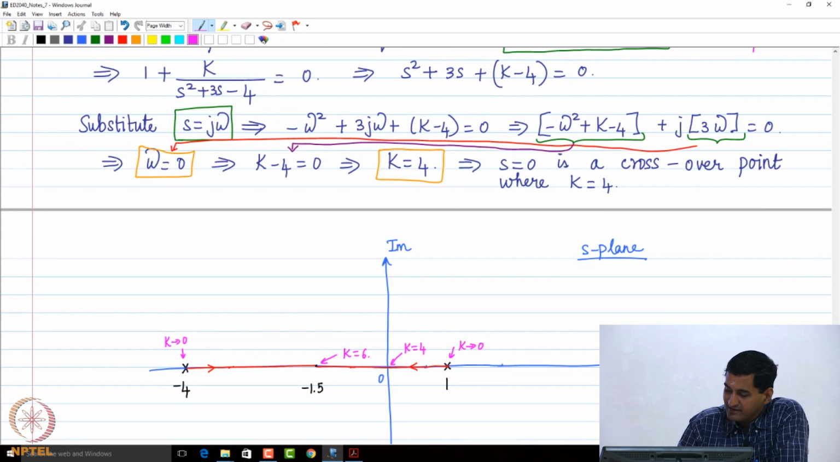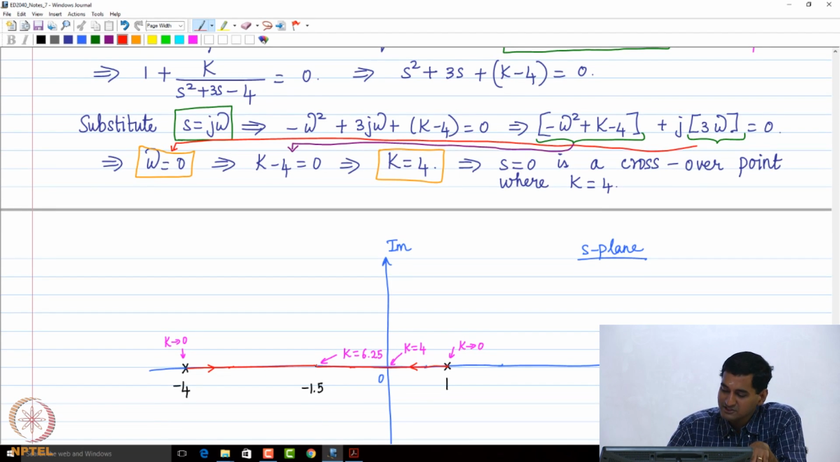Now, they are going to break away. Now, the question is how does this evolve. We know that the asymptotes are also going to intersect at -1.5 for this problem. Please note, I am repeating once again, in this particular problem it so happens that the point of intersection of the asymptotes on the real axis and the breakaway point happen to be the same. It is not the case in general. So, in this case the asymptotes also intersect at -1.5, and the angles of the asymptotes are +90 and -90.